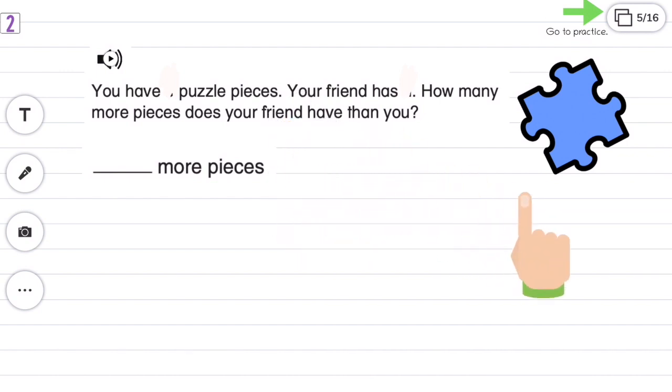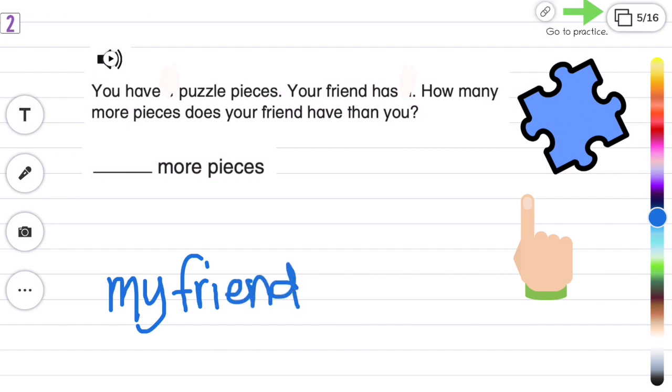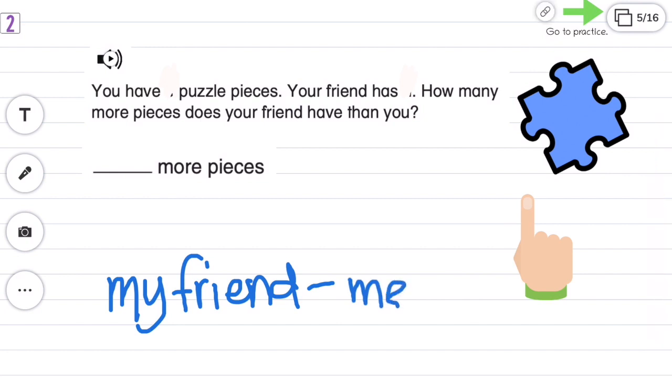than you? Okay, so I have some, but my friend has more than me because it says how many more does your friend have? So my friend has more. That's what we know. And that's what we're trying to figure out. So now let's use our eraser tool and erase our white pen marks.